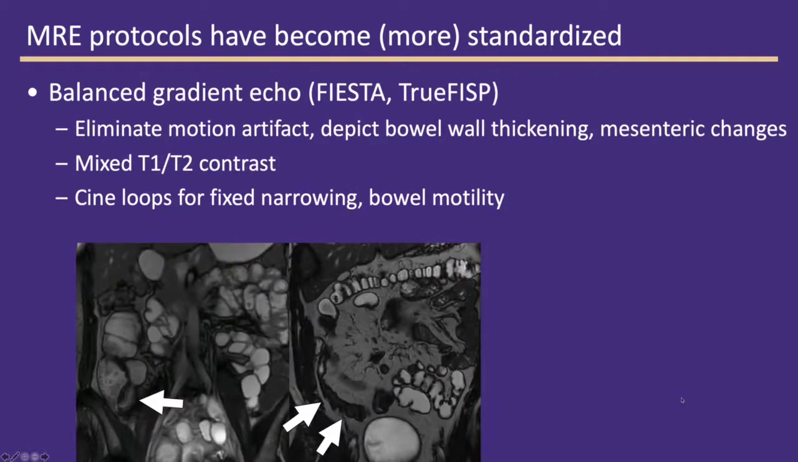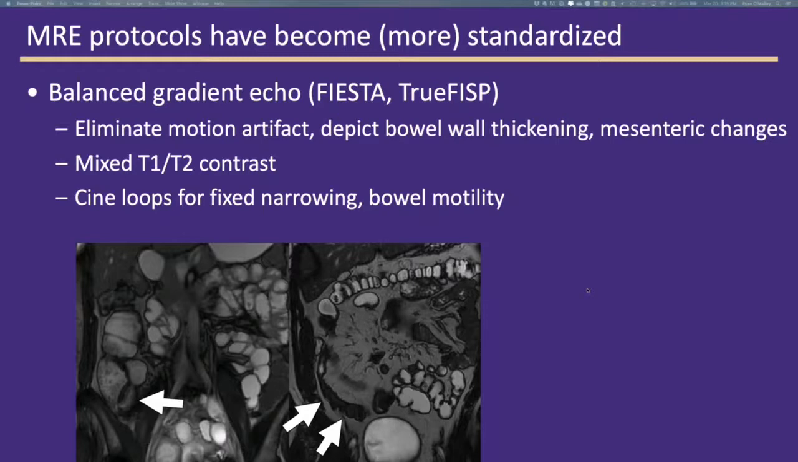Balanced gradient echo sequences are very fast, and so these are best for eliminating motion artifact and also, in the same way as the T2 weighted sequences, demonstrating bowel wall thickening and mesenteric changes. One thing to note is that these are mixed T1 and T2 signal sequences, and so you should not use these for characterizing lesions based on.